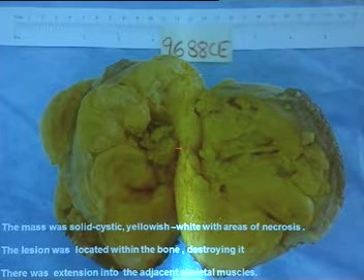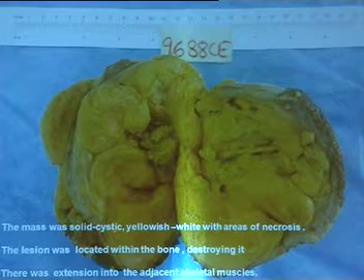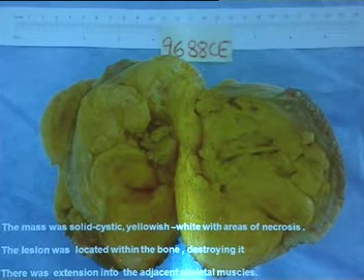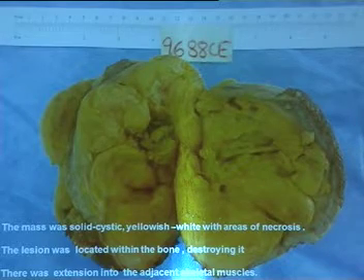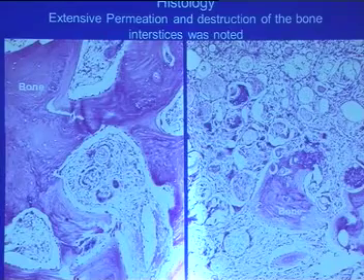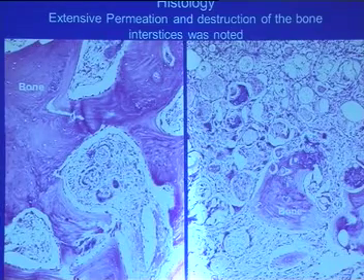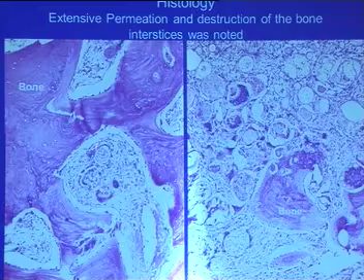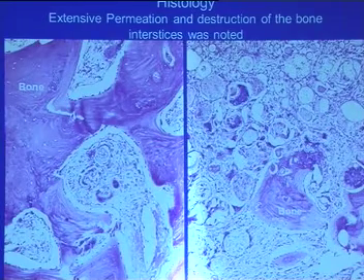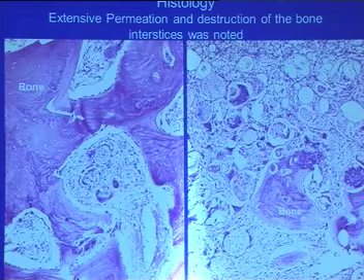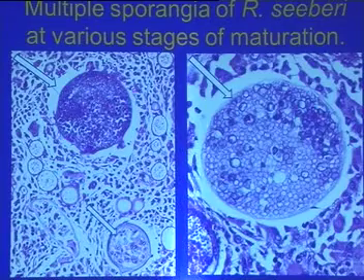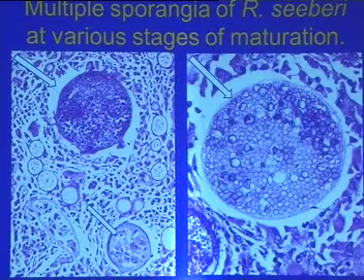It had a very yellow appearance. It was solid and cystic, with foci of necrosis. It was located within the bone, destroying it, but also extending into the adjacent skeletal muscle. Histologically, we had no problem in making a diagnosis. It showed extensive permeation and destruction of the bone by sporangia of rhinosporidiosis, which were in various stages of maturation.